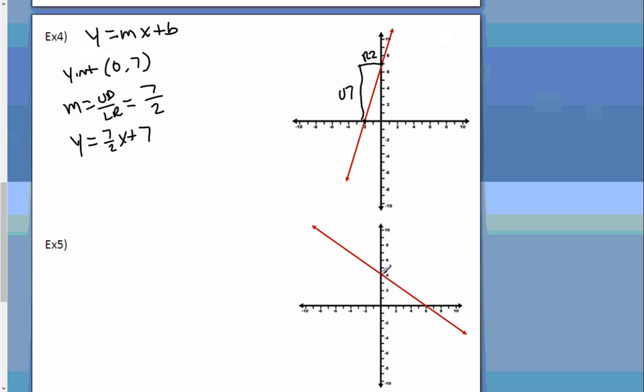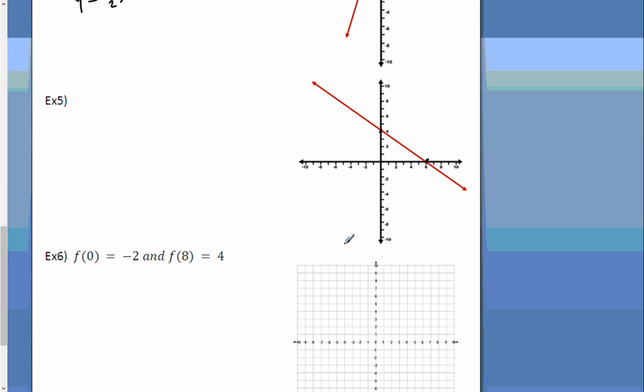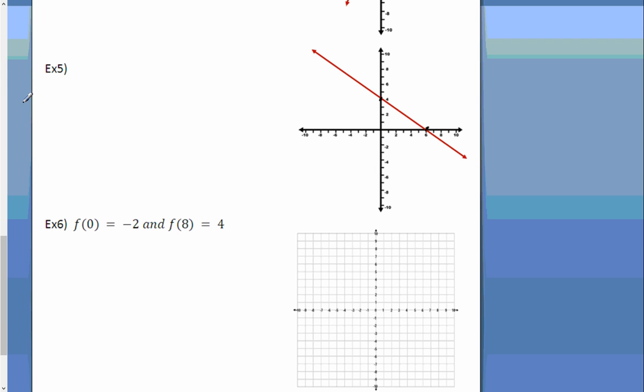Let's do the same thing on example 4. So I know that dot right there, and I know that dot right there. Well, what do I need? I need y equals mx plus b, right? Well, the y-intercept is 4, so let's go ahead and write that first. The y-intercept is 4, so (0, 4). And the slope is going to be what?